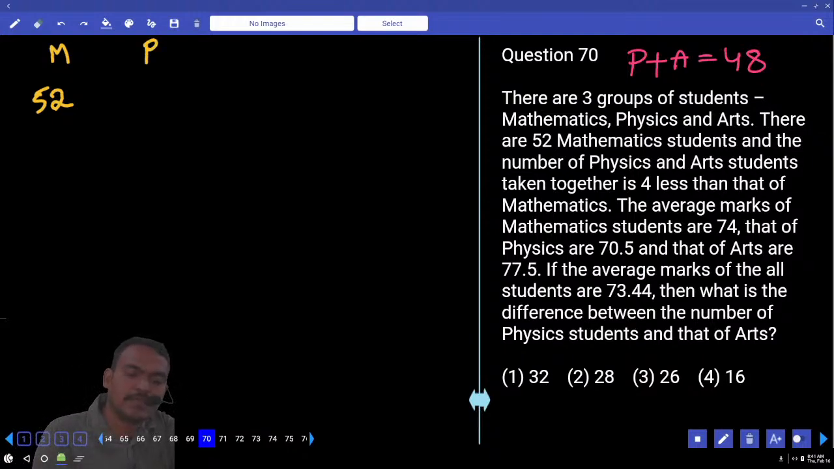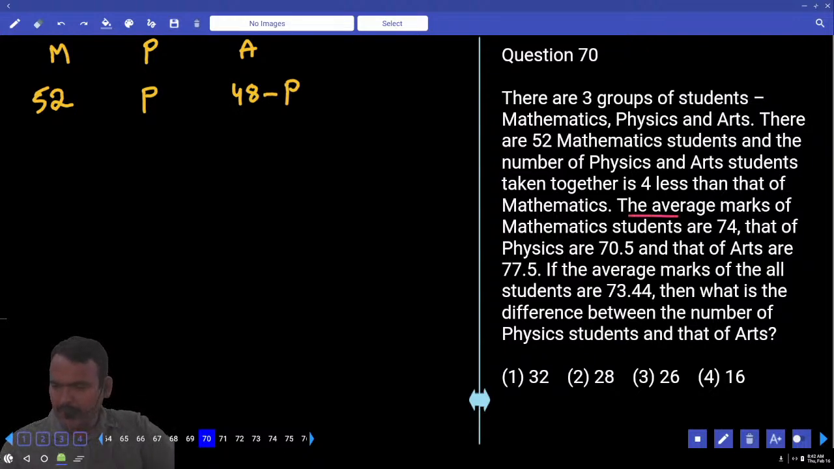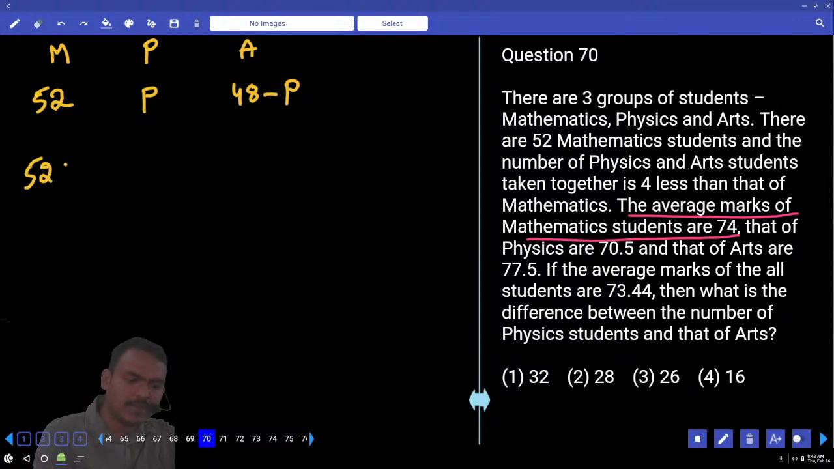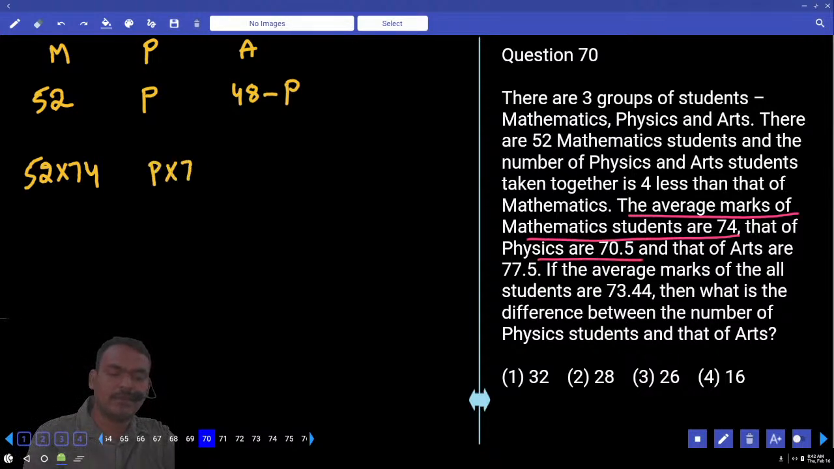Suppose I consider the physics members as P. Arts members are 48 minus P or not? 48 minus P. What is the number of math students? 52. Physics students are P. Arts students are 48 minus P. And what is the next one? The average marks of the math students is how much? 74. Means the average of 52 students is 74 or not? It is the sum of 52 students. And that of the physics students is how much? 70.5. What is the number of physics students? P. Average value 70.5 means the sum is P into 70.5 or not?